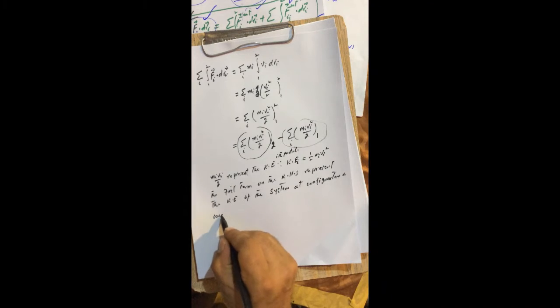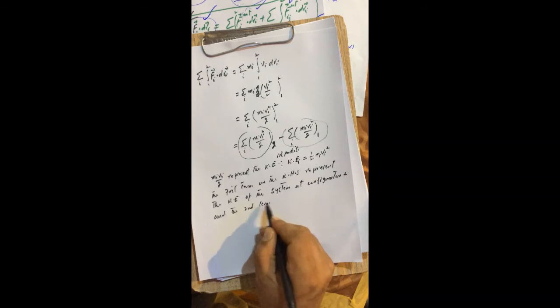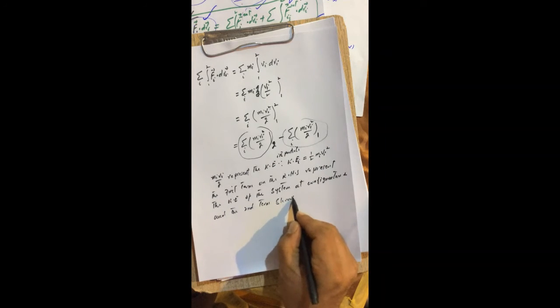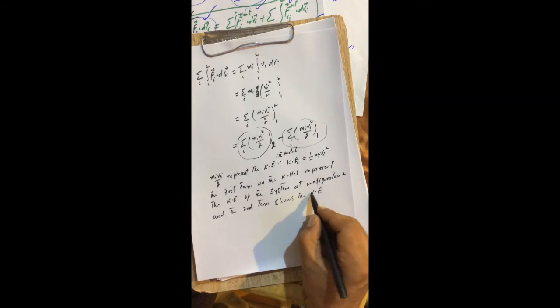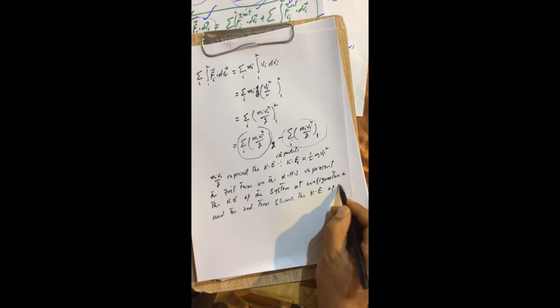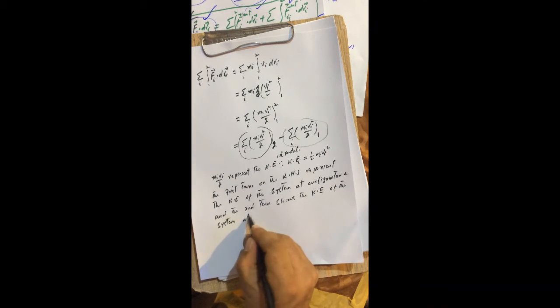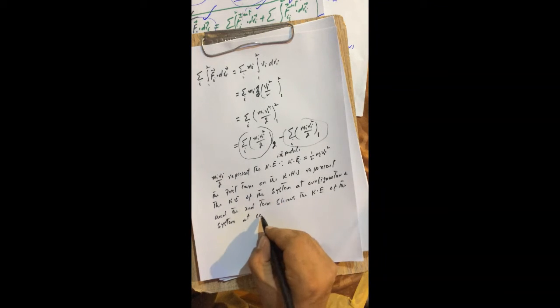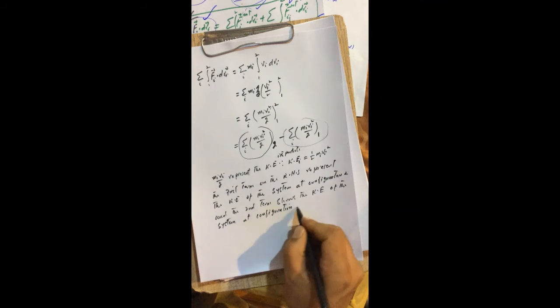And the second term shows the kinetic energy of the system, not of a single particle. Okay, it's the kinetic energy of the system at configuration 1. So overall I can write it like this.